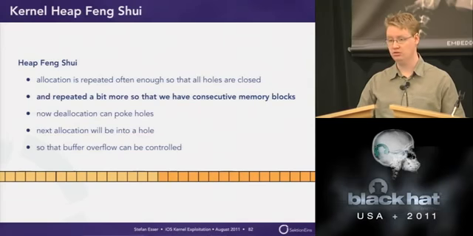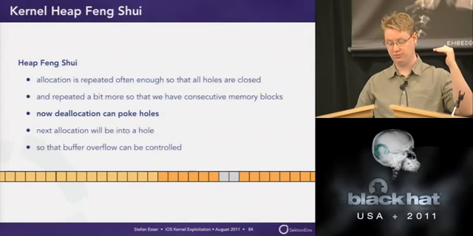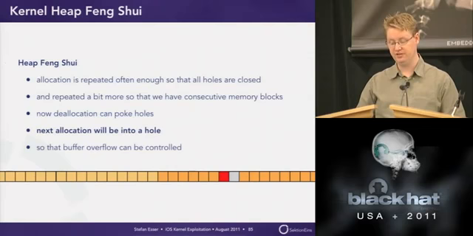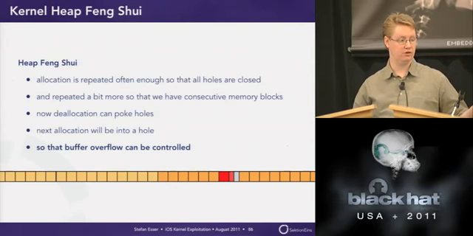Now you can poke a hole by closing one of the sockets, and then you do it again, so that you have a second empty block. When you allocate something now, the last free block was the top of the free list. So the last free block was this one, and when it's allocated, it gives you this. If this overflows now, you overflow the free block, and you can replace the next element in the free list. So this is the normal way you do heap feng shui.